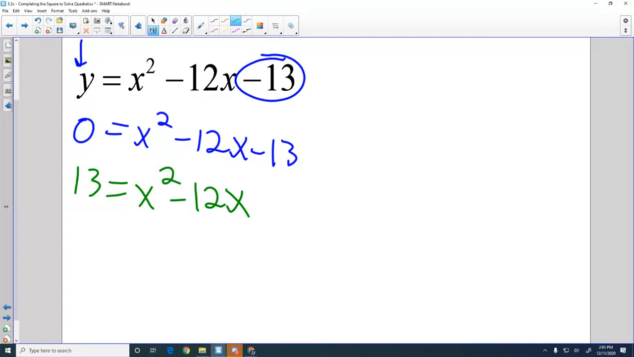So now I've got x squared minus 12x, and we need to add the magic number. What is the number here that would make that a perfect square trinomial?